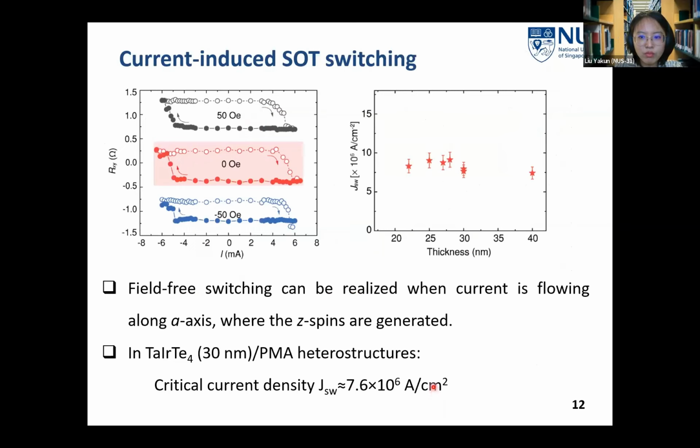Then we demonstrated the SOT-induced magnetization switching with current pulses at room temperature. Here we can see that under zero magnetic field, a clear magnetization switching of the PMA cobalt iron boron layer can be accomplished. The critical current density is estimated at around 7 times 10^6 ampere per centimeter square.